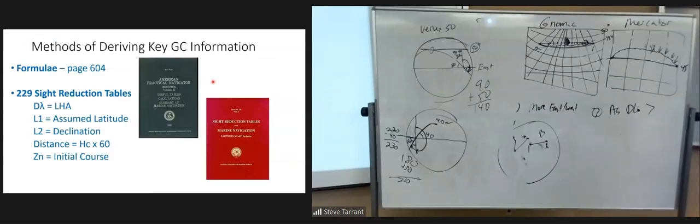Where do you get your information? Well, you can use your calculator. In CNAV, you're using that book, 229. Formulas 36 and 37 are the same formulas you're using in CNAV and TNAV, just different terms. Basically, we use D low, in CNAV you use LHA. So you just swap those two in the book and boom. L1 is the assumed latitude, L2 is the declination. That's in CNAV. In Great Circle, it's this. The distance, anyway, yeah. Okay?